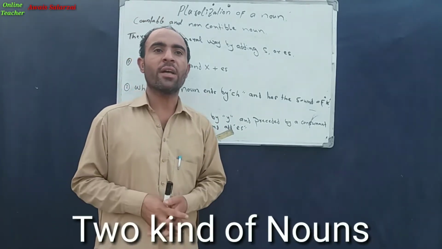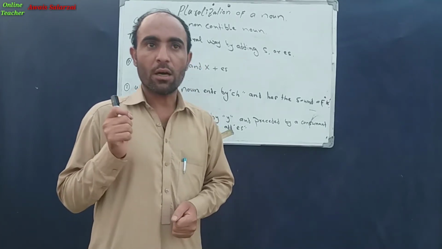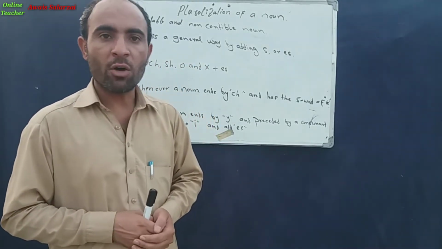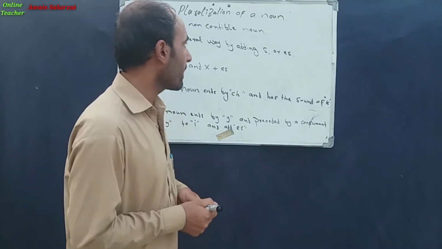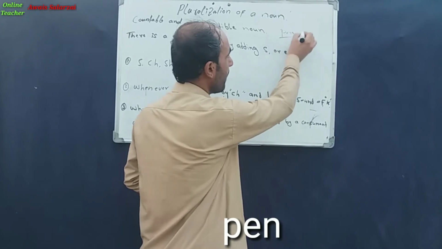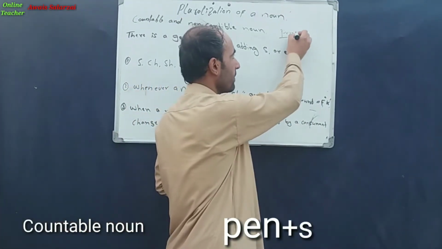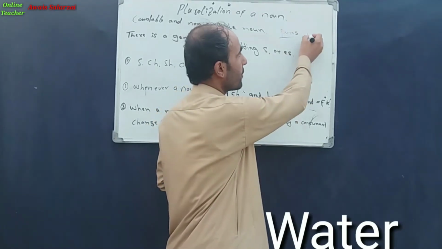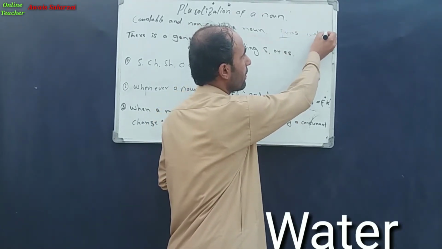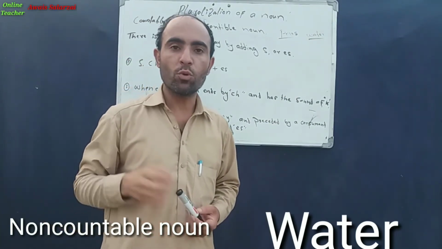There are two kinds of noun, countable and non-countable noun. A countable noun has its plural form and a non-countable noun doesn't have its plural form. For example, we have a noun here, pen. Pen is a countable noun. We can make it plural by adding s. And water is a non-countable noun. Water doesn't have its plural form.